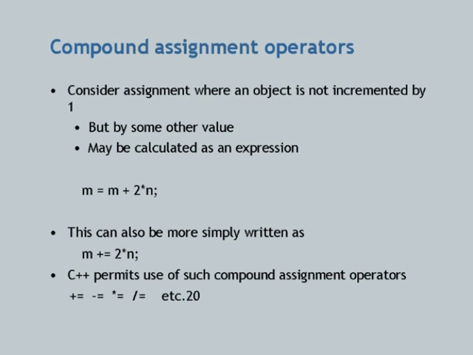This can simply be written as M plus equal to 2 star N. So M plus equal to 2 star N is nothing but M is equal to M plus 2 star N. That is, this could be any expression on the right hand side. Its meaning of writing plus equal to is simply M is equal to M plus something. In exactly the same way, C++ permits use of compound assignment operators in the form of plus equal to, minus equal to, star equal to, slash equal to, modulo equal to, etc. Of course, if you use modulo equal to, then it would mean M is equal to M modulo some expression. That expression would be converted to integer and M ought to be an integer in order to get meaningful results.